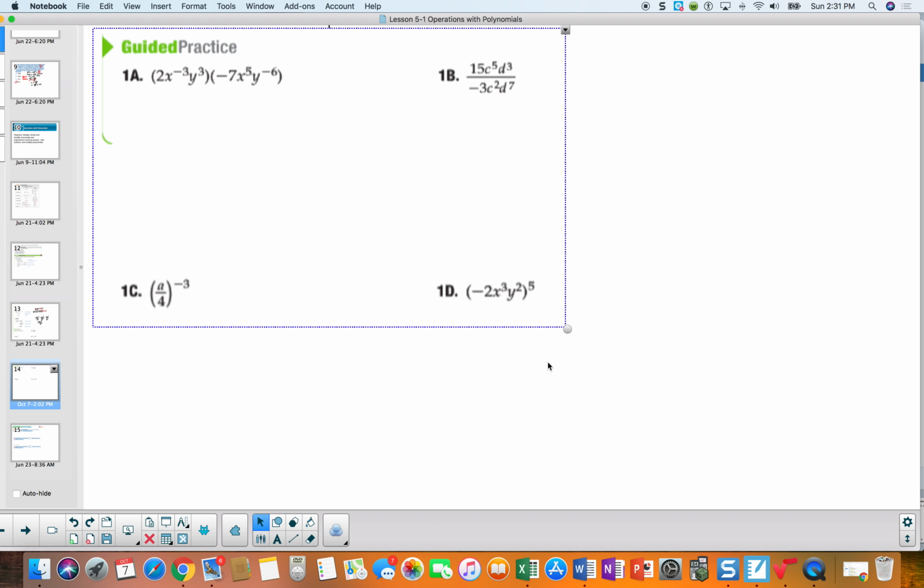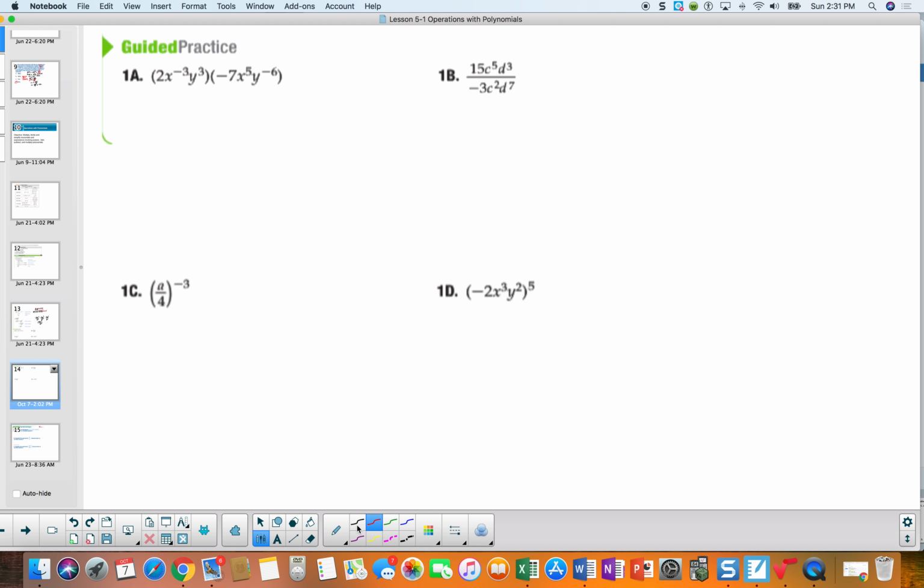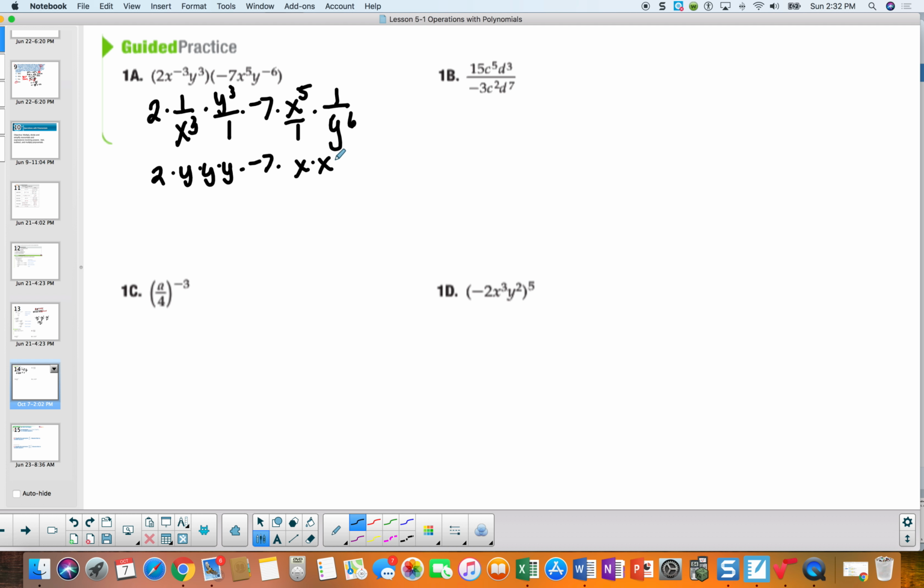All right, let's do some examples. All right, the first step is I am going to eliminate all negative exponents, so that'll be x to the third times y to the third over 1 times negative 7 times x to the fifth over 1 times 1 over y to the sixth. Now this is 2 times y times y times y times a negative 7 times x times x times x all over x times x times x, and then we have 6 y's being multiplied.